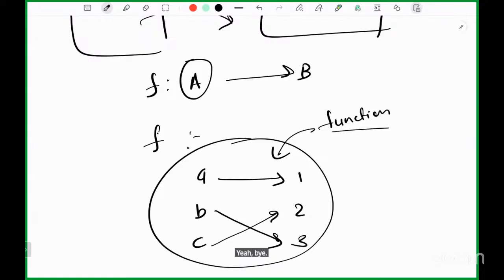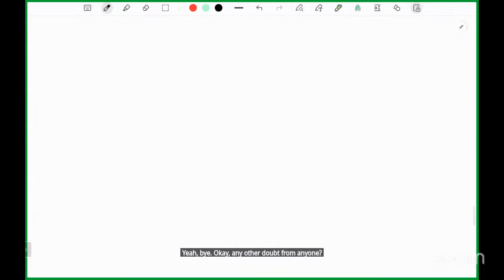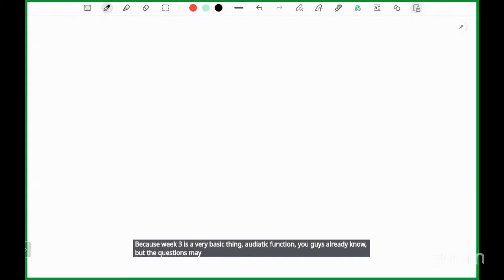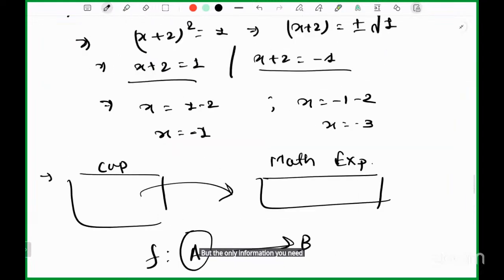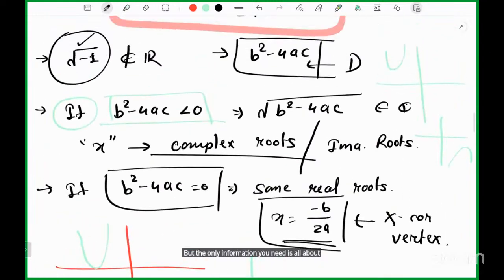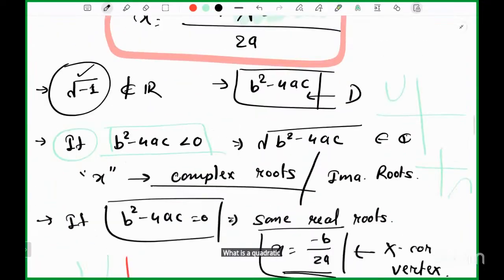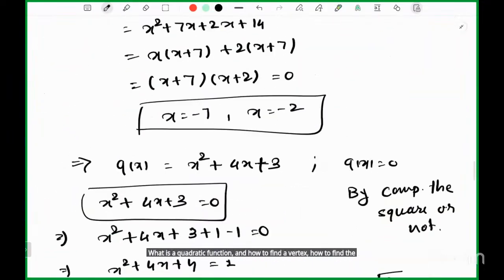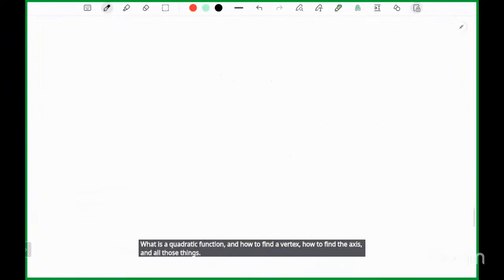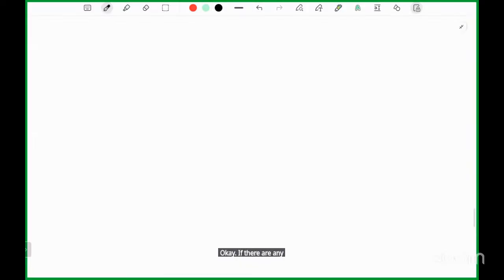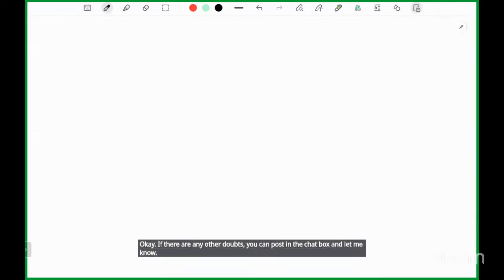Okay. Any other doubt from anyone? Because week 3 is very basic, quadratic functions you guys already know. But the questions may seem nontrivial to you because they are written in some fancy ways. The only information you need is: What is a quadratic function? How to find a vertex? How to find the axis? And all those things. If there are any other doubts, you can post in the chat box and let me know.